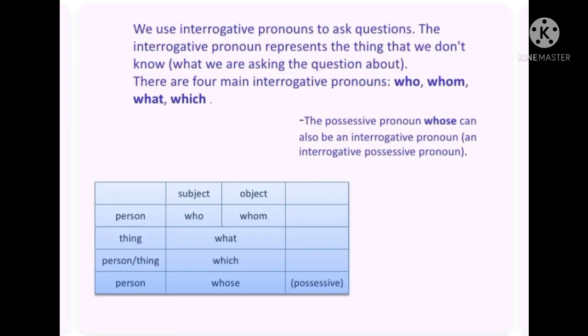We use interrogative pronouns to ask questions. The interrogative pronoun represents the things that we don't know. There are four main interrogative pronouns: who, whom, what, and which. The possessive pronoun whose can also be an interrogative pronoun, an interrogative possessive pronoun.